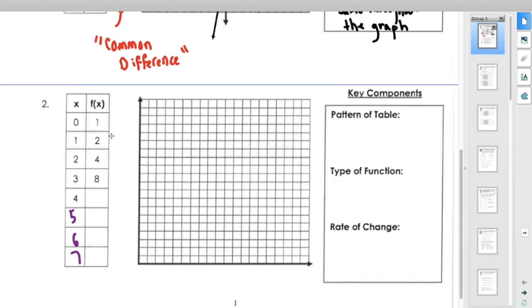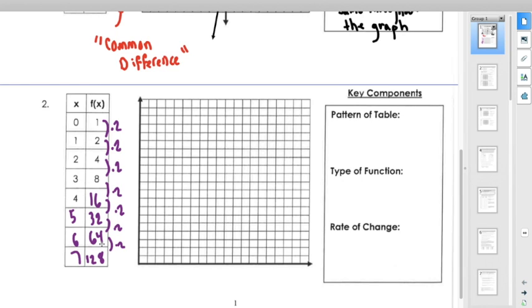So maybe we shouldn't think about adding or subtracting. Let's switch to maybe multiplication. What did I multiply 1 by to get to 2? Well, I multiply by 2. To get from 2 to 4, I'm multiplying by 2. To get from 4 to 8, I'm multiplying by 2. Continue this process down: 8 times 2, 16. 16 times 2 is 32. 32 times 2 is 64. And 64 times 2 is 128.